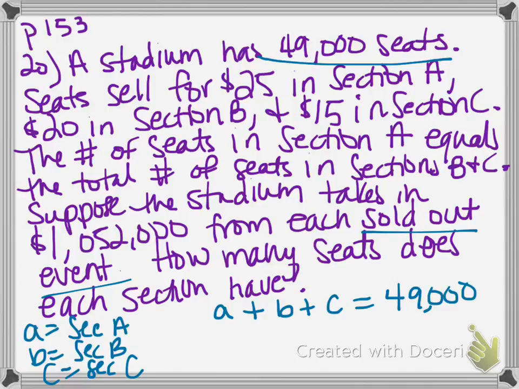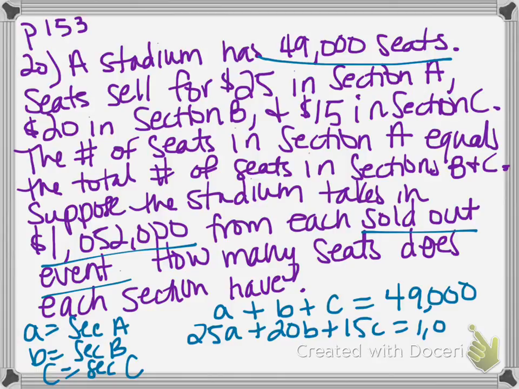Furthermore, we're told the price for each section, $25 in section A, $20 in section B, and $15 in section C. And we're also told that from the sold out concert, they make $1,052,000. So therefore, the amount of A tickets times 25 plus the amount of B tickets times 20 plus the amount of C tickets times 15 would give you that $1,052,000.